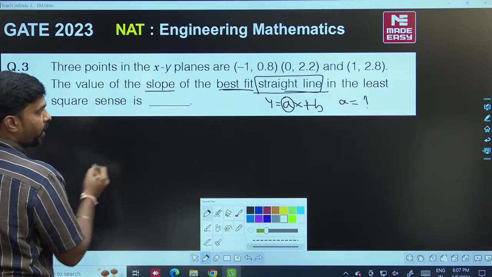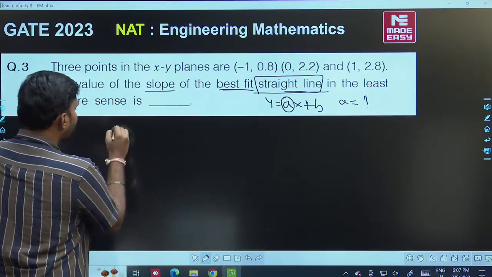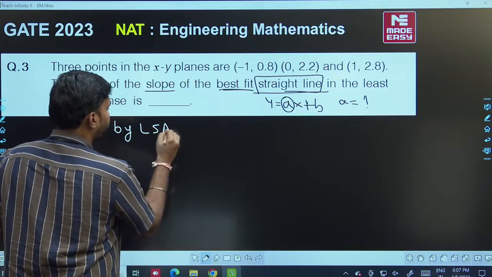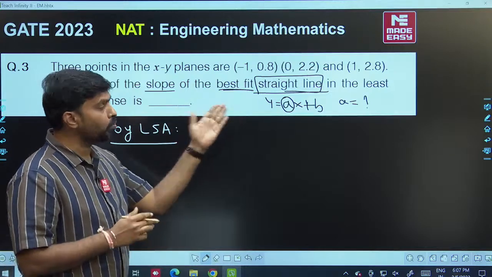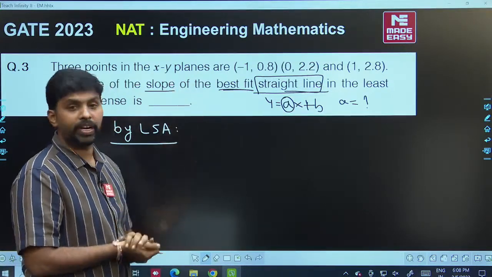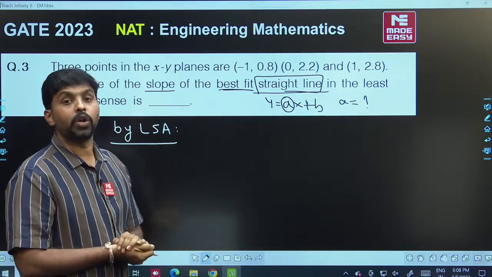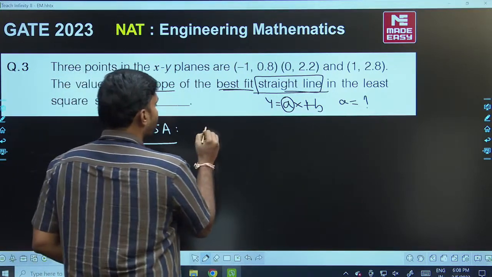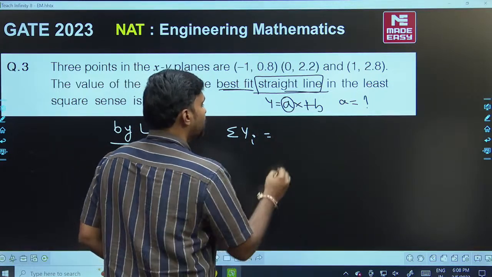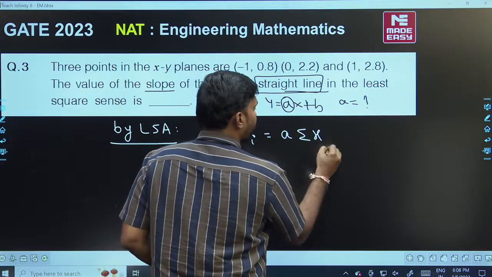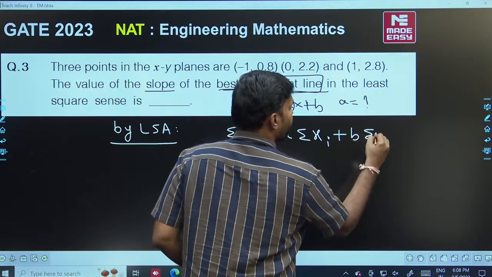So let the straight line be y is equal to ax plus b. By least square approximation, if you want to fit the straight line for the given data, we have to write the normal equations for it. So the normal equations for fitting this straight line: summation yi is equal to a summation xi plus b summation 1.